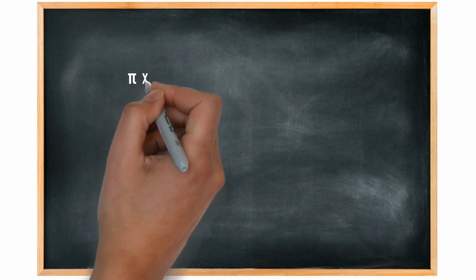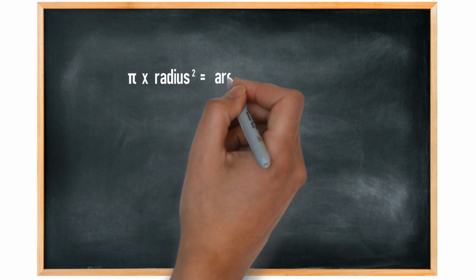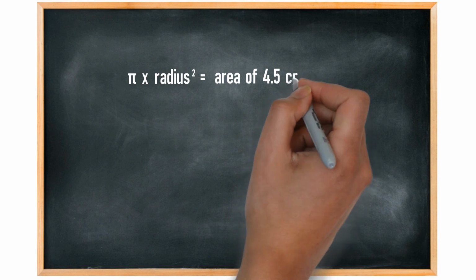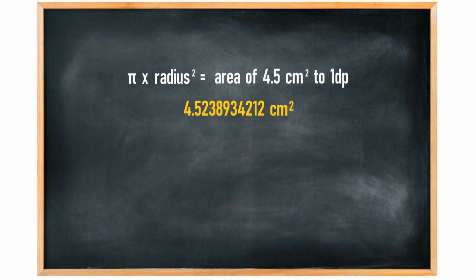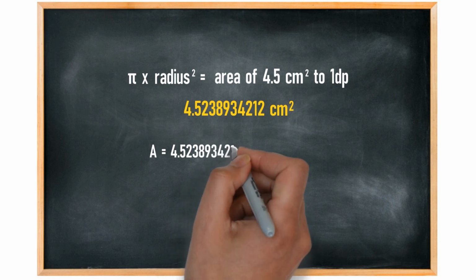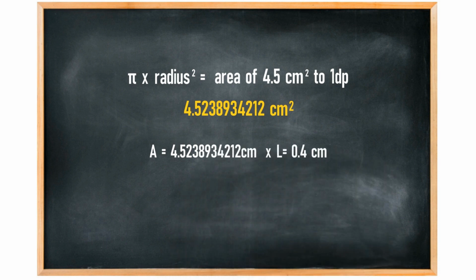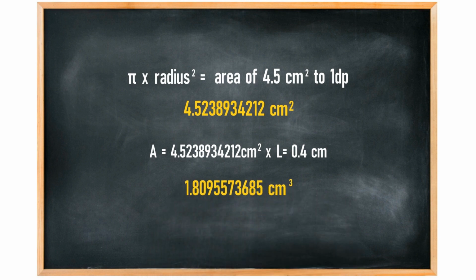When calculating cylinder volumes, we need to find the area of the circular front face, that is, the cross-sectional area, using the formula pi times radius squared as shown here, which gives us an answer of 4.5 centimeters squared to 1 decimal place. We can then convert this answer to a three-dimensional measure of volume by multiplying the circular cross-sectional area by its length of 0.4 centimeters. This will give us a volume of 1.8 centimeters cubed to 1 decimal place for the cylindrical shaped suite as shown here.